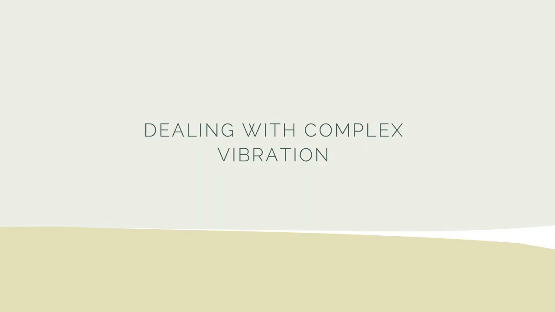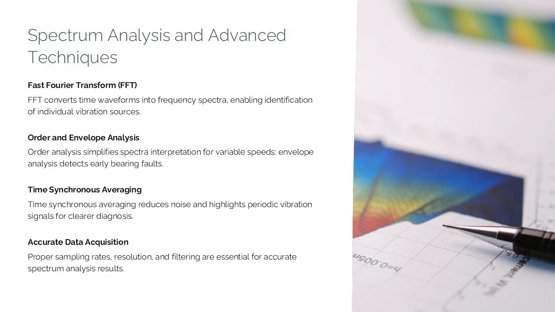Dealing with complex vibration, spectrum analysis, and advanced techniques. Managing complex vibration requires moving beyond time domain analysis to frequency domain techniques such as spectrum analysis. The fast Fourier transform, FFT, is the primary tool used to convert a time waveform into a spectrum, which displays vibration amplitude as a function of frequency. This transformation allows analysts to separate overlapping signals and identify individual vibration sources.